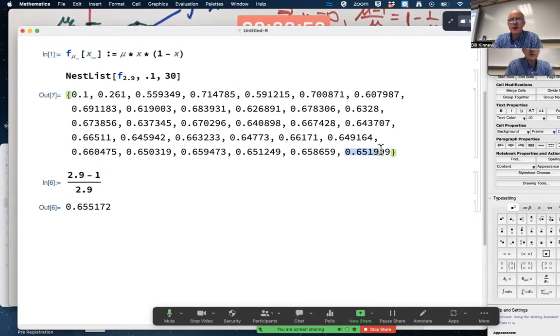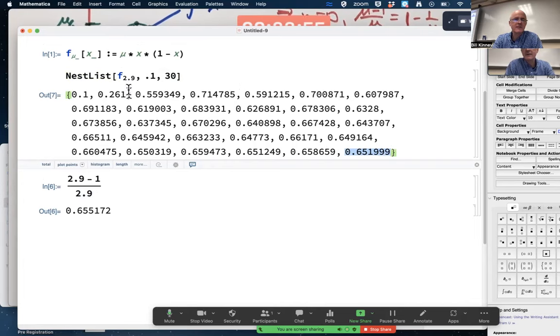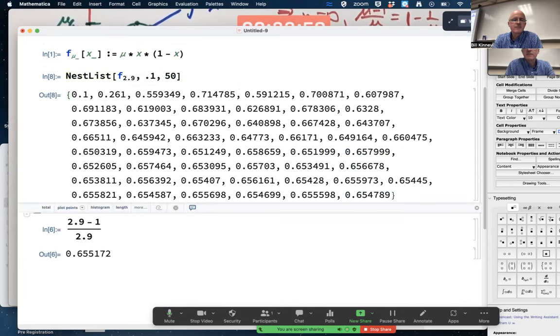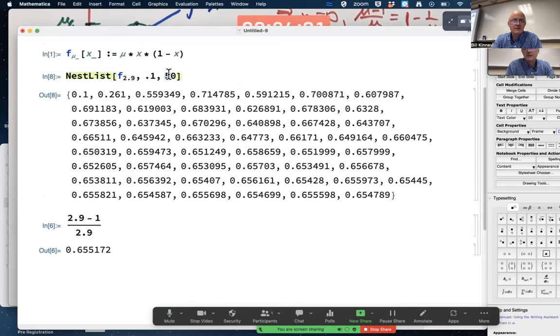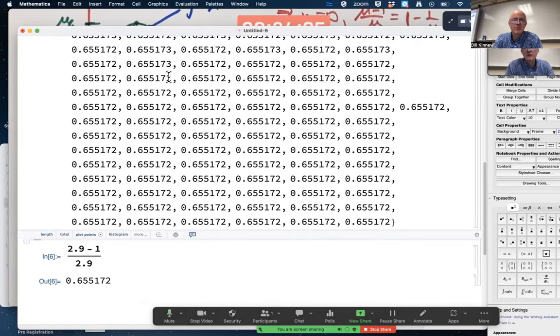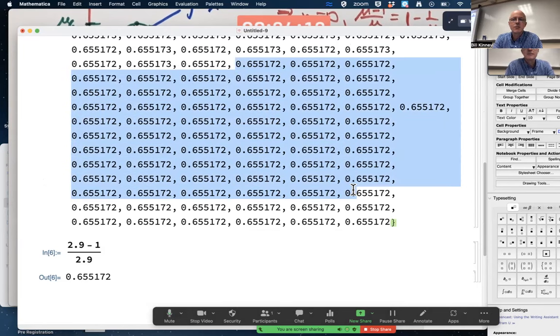We can see after 30 iterations here, we're not quite at that fixed point to 6 places after the decimal. Maybe if I go to 50, we will be. No, it's still not quite. 200 maybe. I mean, it's converging more slowly. Yeah, after maybe about 150 iterations or so, we get to 0.655172.